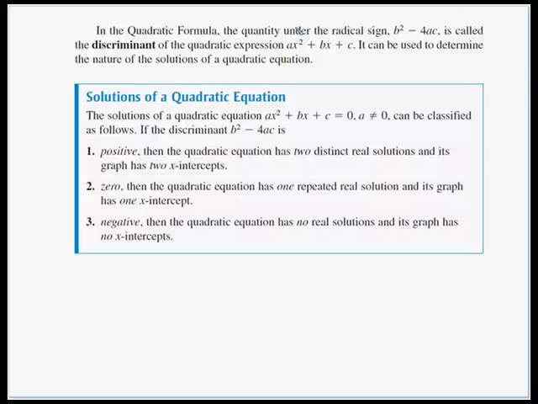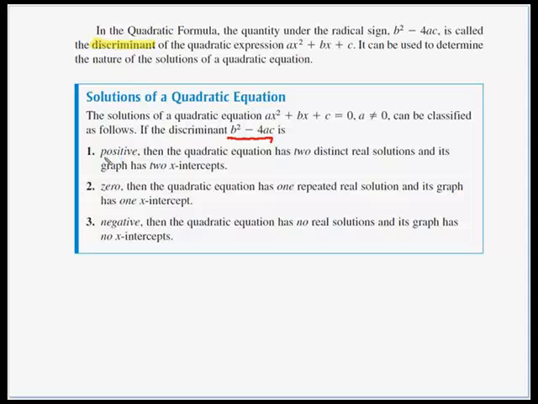So in the quadratic formula, the quantity under that radical, b squared minus 4ac, is called the discriminant. It's got its own special name. The discriminant is just b squared minus 4ac of the quadratic expression. It can be used to determine the nature of the solutions of the quadratic equation. So the solutions of a quadratic equation can be classified as follows. We look at the discriminant, b squared minus 4ac.